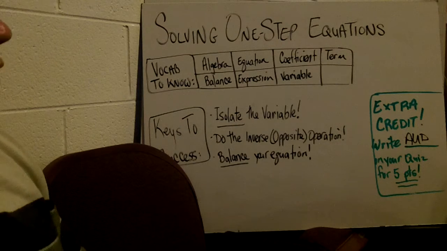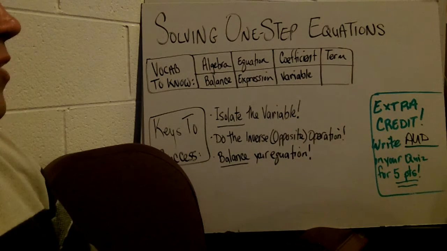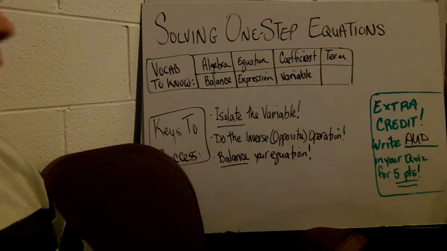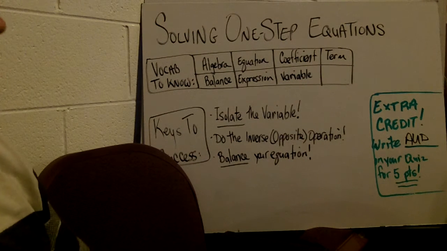Just as a reminder, extra credit, write AUD on your quiz for 5 points. And keep it to yourself. I want to know who's been watching, who's not been watching.